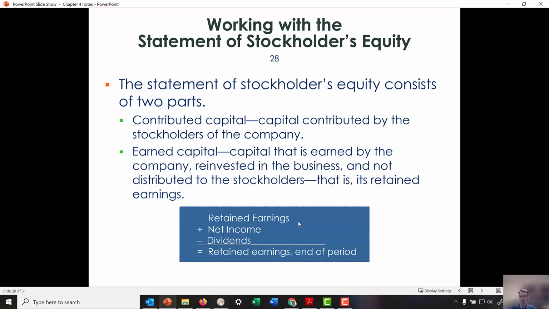And remember the way retained earnings works. We've seen this when we looked at the statement of stockholders' equity. If you take beginning retained earnings, add net income for the period, subtract dividends for the period, that's your retained earnings at the end of the period. So retained earnings is just a rolling total. All the income the company ever makes is added. All the dividends it ever pays is subtracted. What's left over is retained earnings.